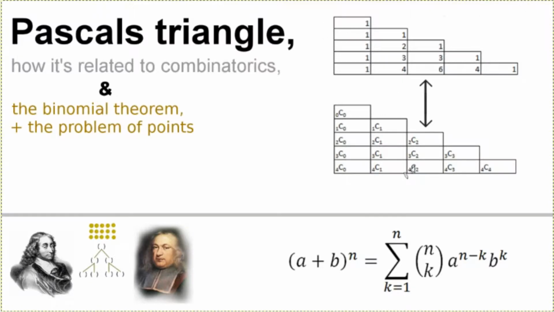What I'm going to do in this video is first of all very briefly explain what Pascal's triangle is. Then I'm going to explain why the values in Pascal's triangle are exactly the same as the values in this combinatorics triangle. Using that, I'm going to derive the binomial formula, and then in the end, as a little bonus, try to explain the problem of points and how that uses combinatorics.